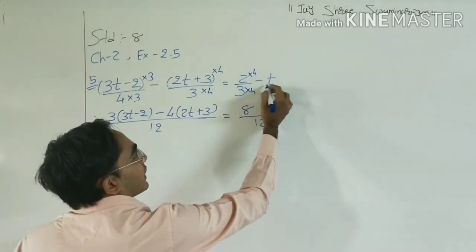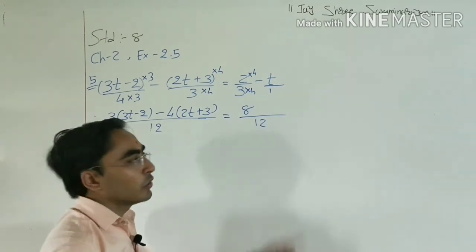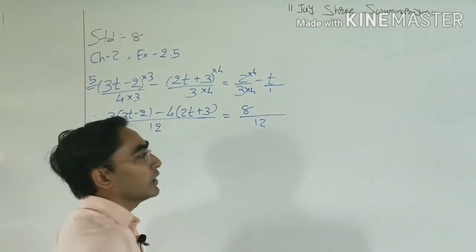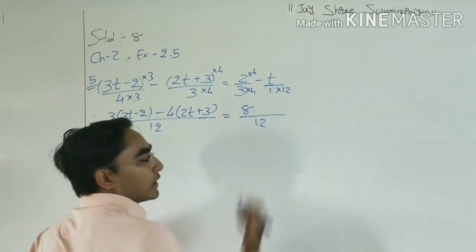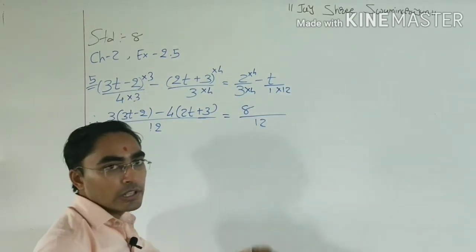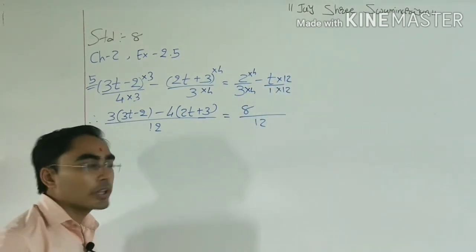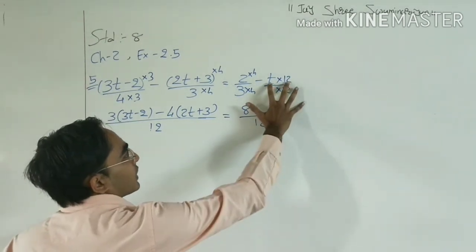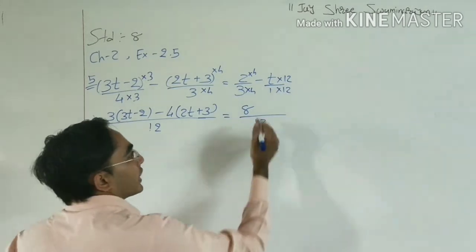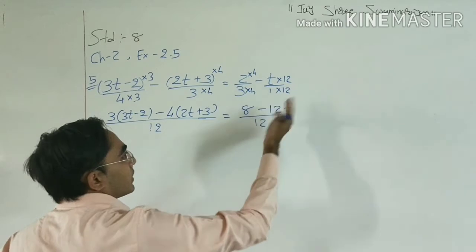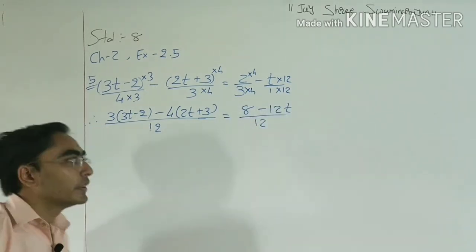Then here nothing is present in the denominator, so we can write 1. How can we convert this 1 into 12? We need to multiply with 12. So the same thing we need to do here. Now in the numerator, 12 multiply t is minus 12t, and the denominator 12 is already there.